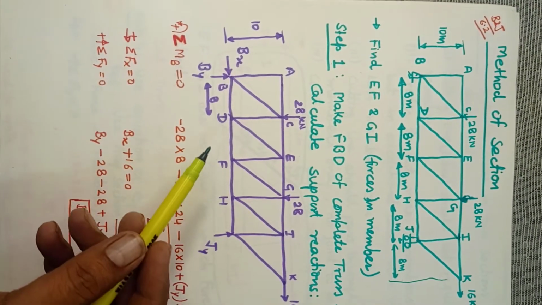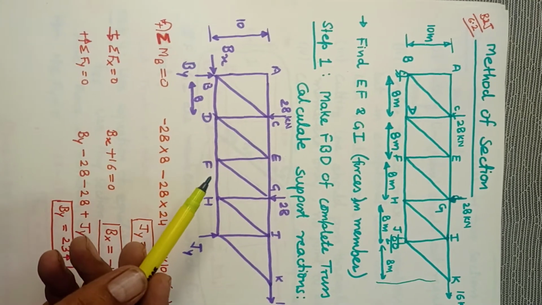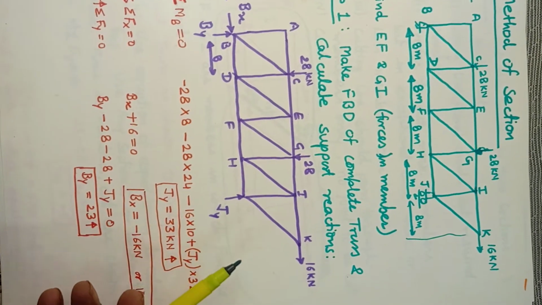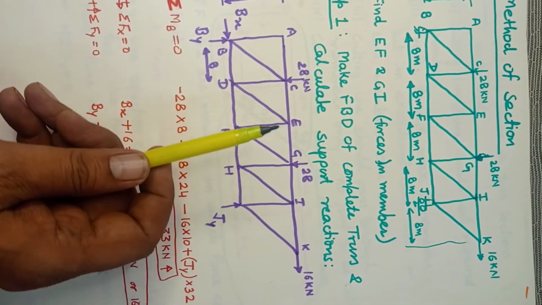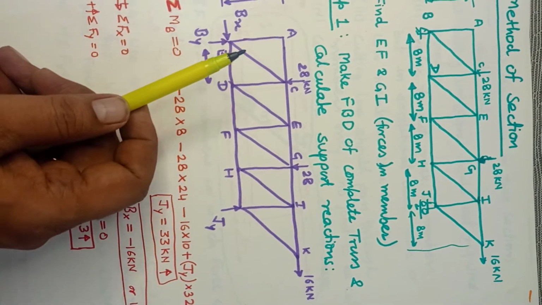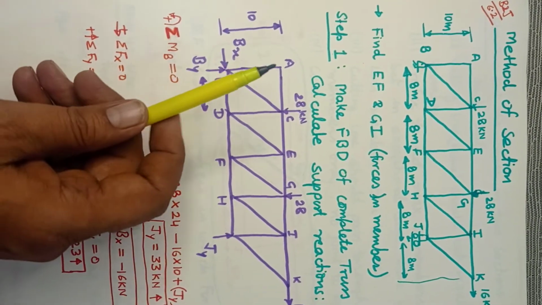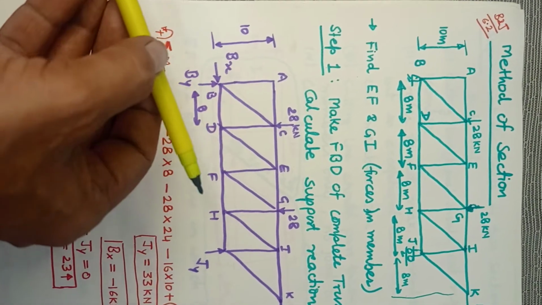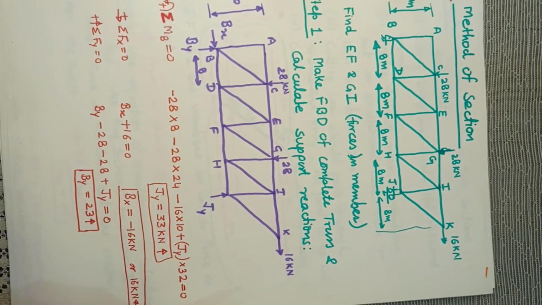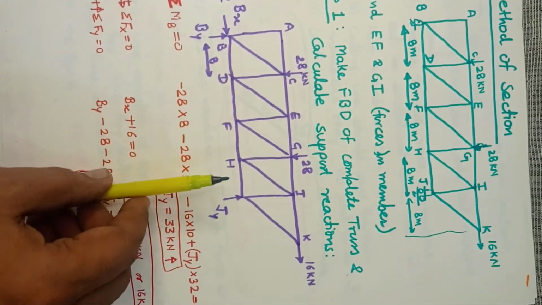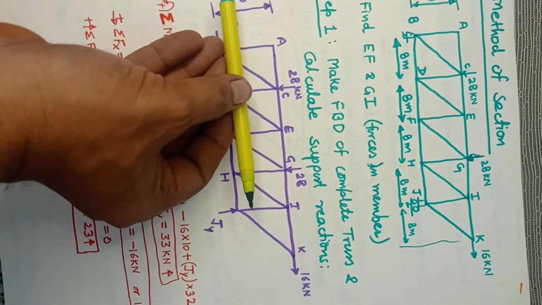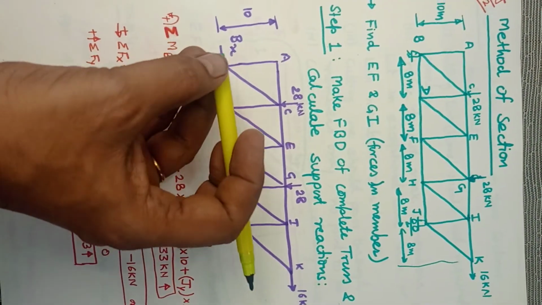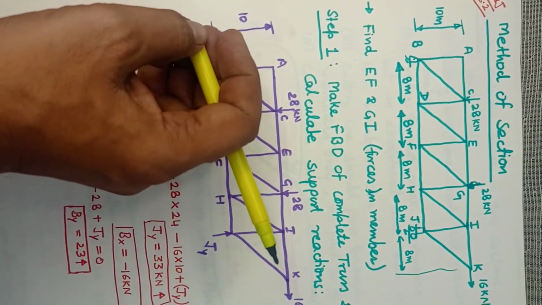So 28 into this distance, which is 8 plus 8 plus 8, 24. Okay, so 28 into 24, then 16 into 10. Now this 16, if you see the line of action, it is coming here, the perpendicular distance is 10, and it is going to turn like this, so it is clockwise. That's why it's again negative. Then Jy is acting here, so it is going to turn about this point like this. So you have to take moment about B, keep B fixed, apply the force and see how it will turn.